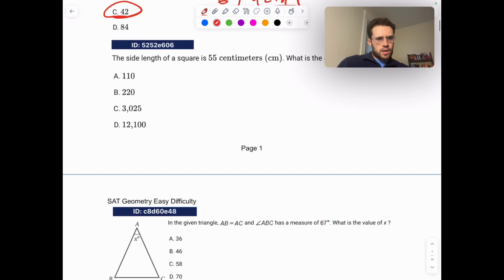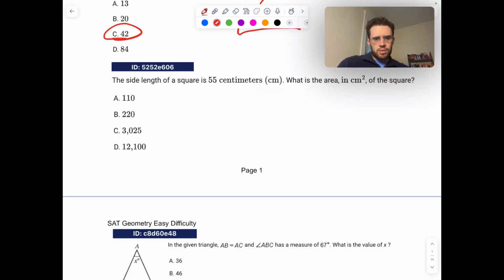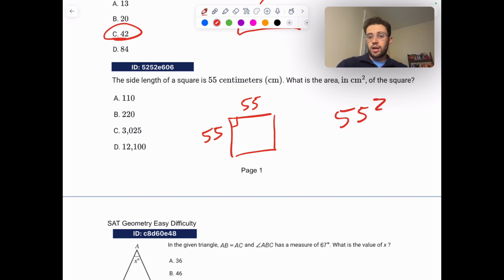The side length of a square is 55 centimeters. So square means that the sides are going to be the same and they meet at a right angle. So 55, 55. To find the area of a square, you just square the side. That's why it's called a square. We've got 55 squared. You can type that into your calculator on the actual test.